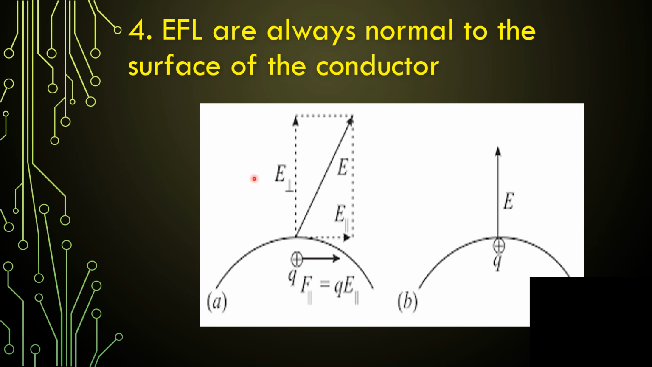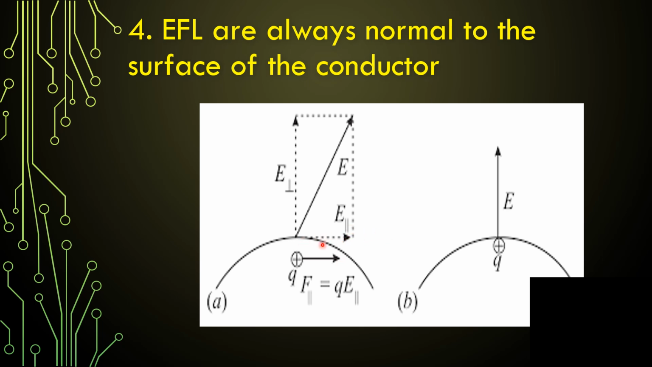Now, the next point is that electric field lines are always normal to the surface of a conductor. It is always normal. Whatever may be the shape of the surface, electric field lines are always normal to the surface of the conductor. Suppose it is not normal and it is acting something like this, okay? The electric field line is acting like this. Then we can divide this into two parts, one horizontal part and another vertical part. I'll resolve this into two components.